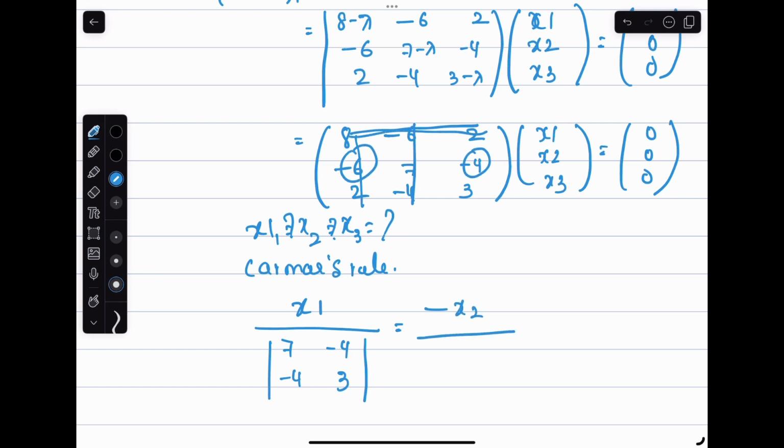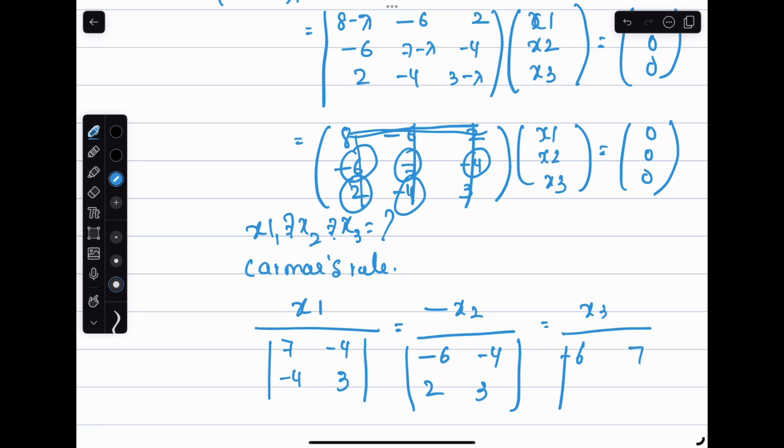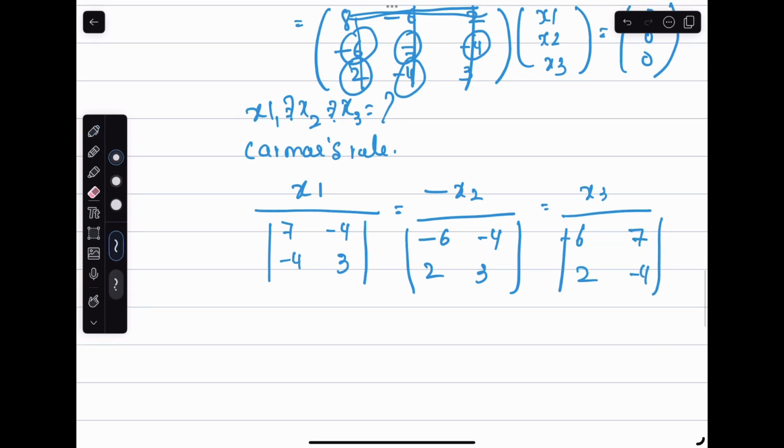So write down again, the first row and the second column you have to eliminate. So what you will get, that's the determinant. Again, the first row and the third column you have to eliminate. So write it down. So it is minus 6, 7, minus 2, minus 4. Now it is very easy to find the determinant. What is the x1 value? x1 is nothing but you will get the value as 5 minus x2.